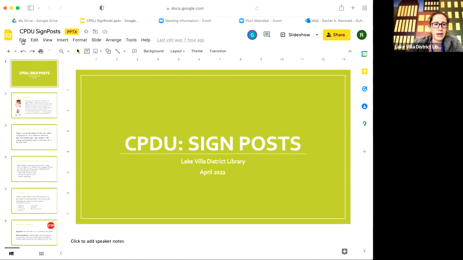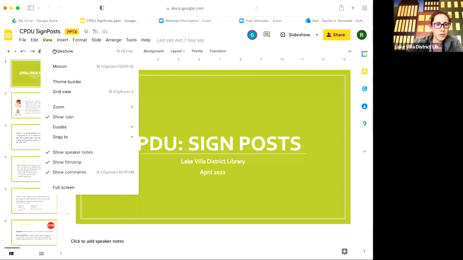So we are going to be looking at signposts. View slideshow.